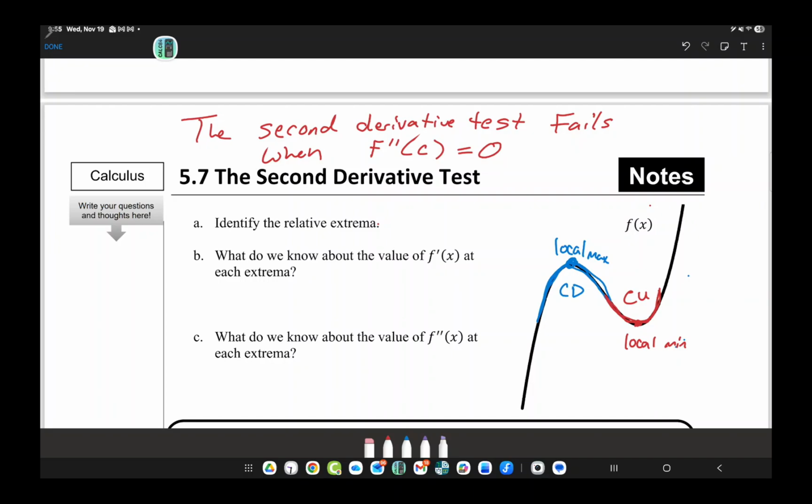No, if you plug in c and get 0, not that the whole derivative is constant. It's not f prime of x equals 0, it's f prime of c.